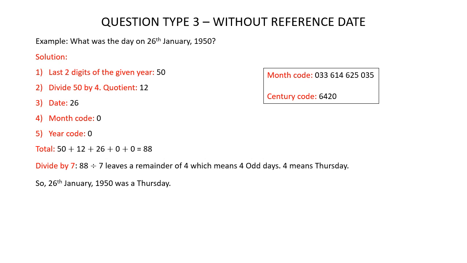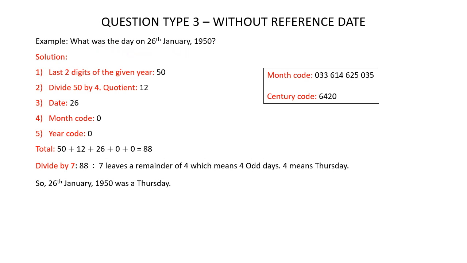With the help of an example, let's now learn how to use the shortcut method to find the day of the week for the given date where no other reference date is given. So look at this example. What was the day on 26 January 1950? As you can see here, you're asked to find the day on 26 January 1950, but you're not given any other reference date.